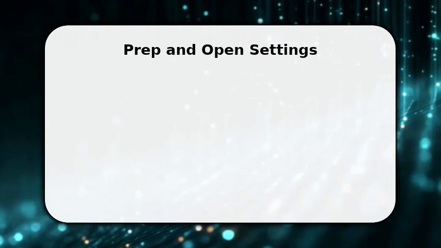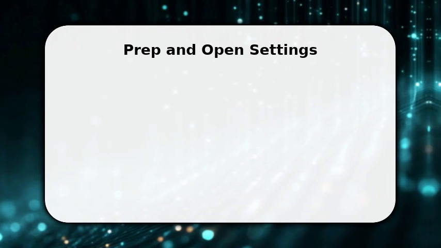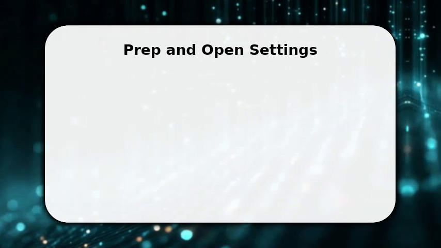You start by making sure your device is unlocked and has enough charge. If it's below critical levels, plug it in. Next, open the Settings app. This is where system power controls live.